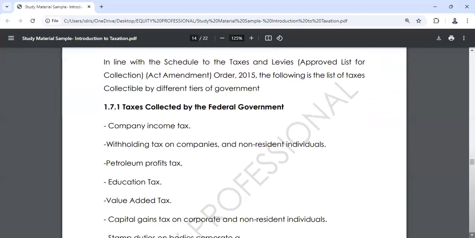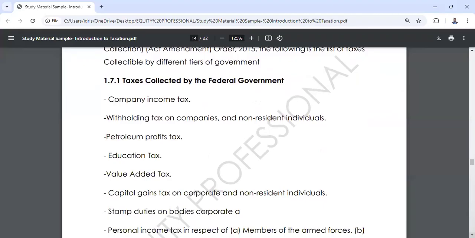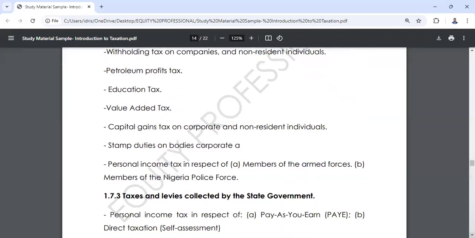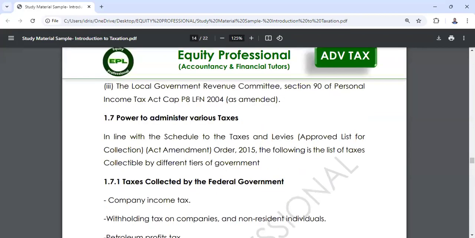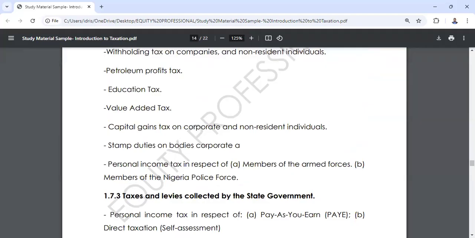The federal government collects company income tax. They collect petroleum profit tax, which is known as hydrocarbon tax. They collect education tax and value added tax. They collect capital gains tax on corporate bodies or non-resident individuals. They also collect stamp duty on corporate bodies. Aside from that, the federal government collects customs duties, excise duties, and royalty on crude oil. These are the taxes collected by the federal government.